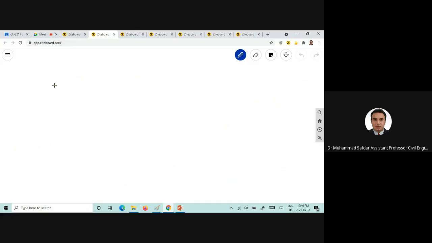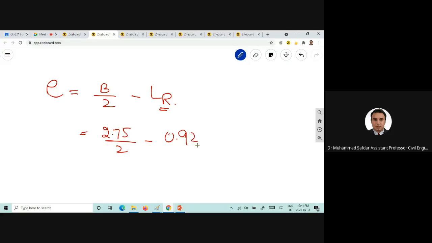Now, if you want to find out the eccentricity for the resultant, how about the B by 2? So it would be somewhere here, minus 0.92. Please can you give me the value? So 0.45. 0.45.